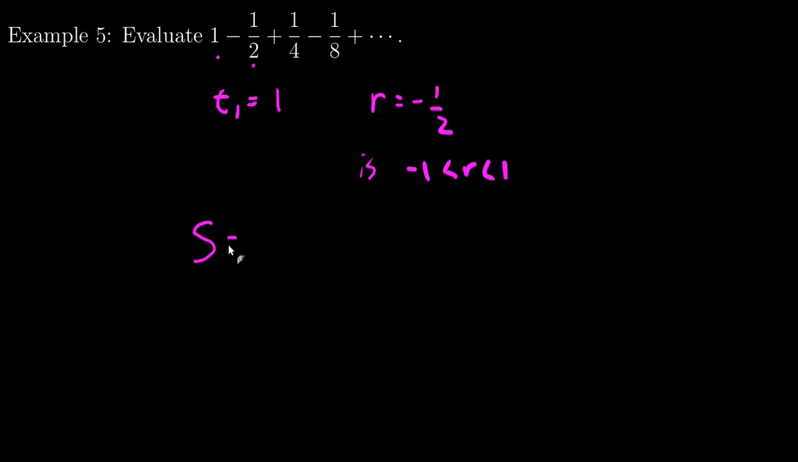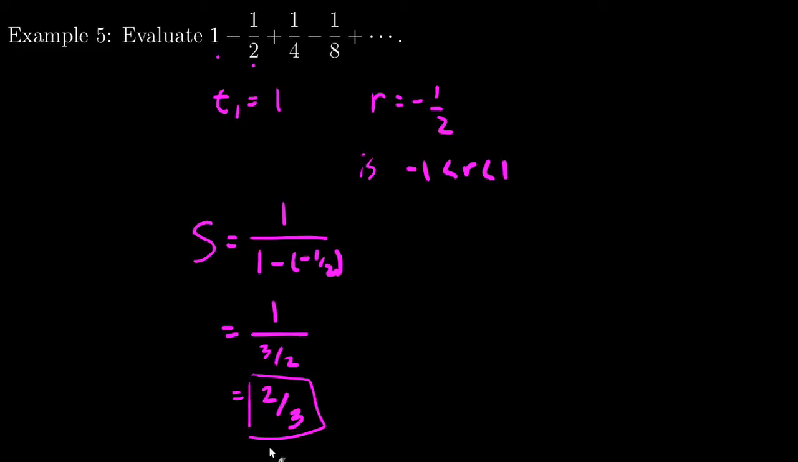So the infinite sum will equal t1 over 1 minus r. 1 minus negative 1/2, well, 1 is 2 halves, plus 1/2 is 3 halves, so I have 1 divided by 3 halves, and when I divide by a fraction, that's the same as multiplying by its reciprocal, and I get 2/3.